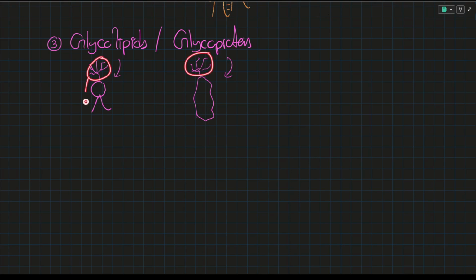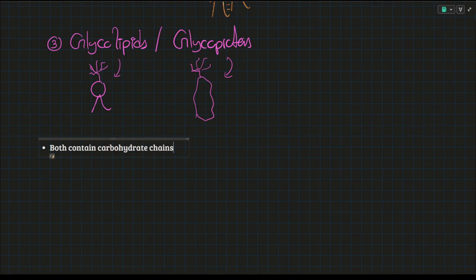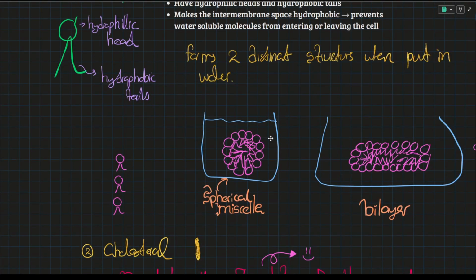Glyco, that's the lipid part. Glyco, that's the protein part. Okay. Let's type for this. Now both of these things contain carbohydrate chains that exist extrinsically. What does that mean? Carbohydrate chains that exist extrinsically means, do you see?